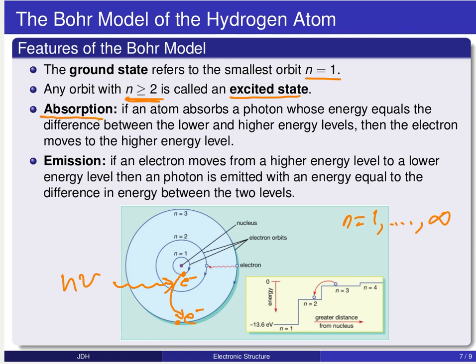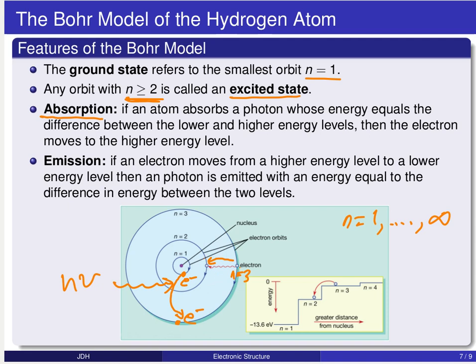Okay? Now, let's say we're out here at n equals 3, and that electron moves down here to this n equals 2 state, as we've illustrated on the picture.